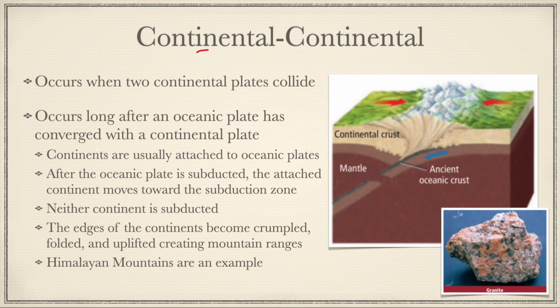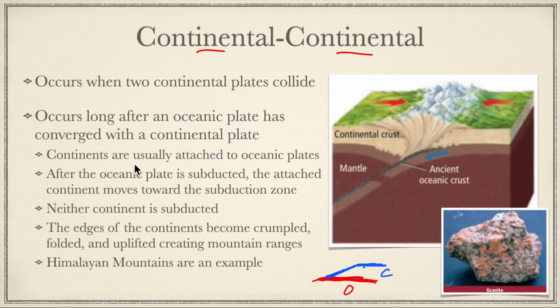And finally, we have continental-continental. So this occurs when you have two continental plates collide. So this occurs long after an oceanic plate is converged with a continental plate. Remember, though, you do have your oceanic plate. Your continental plate is going to have a bit of oceanic crust on it, along with your continental crust here. Okay, so this will be your continental crust. This will be your oceanic crust. So eventually, the ancient oceanic crust gets subducted to the point that the two continents end up colliding.